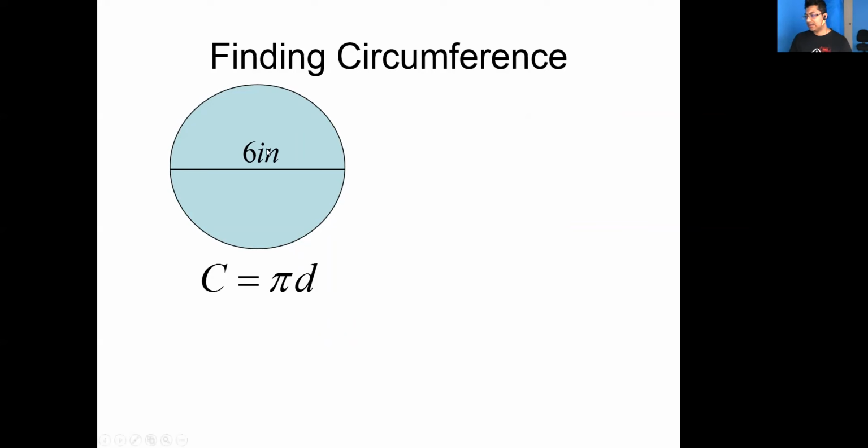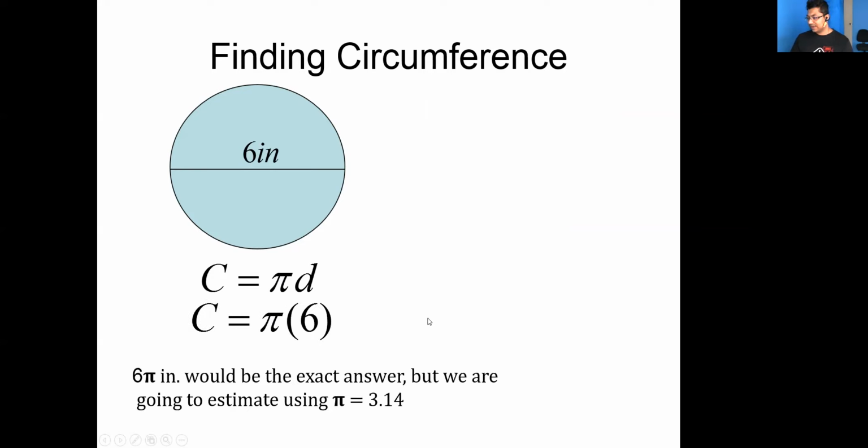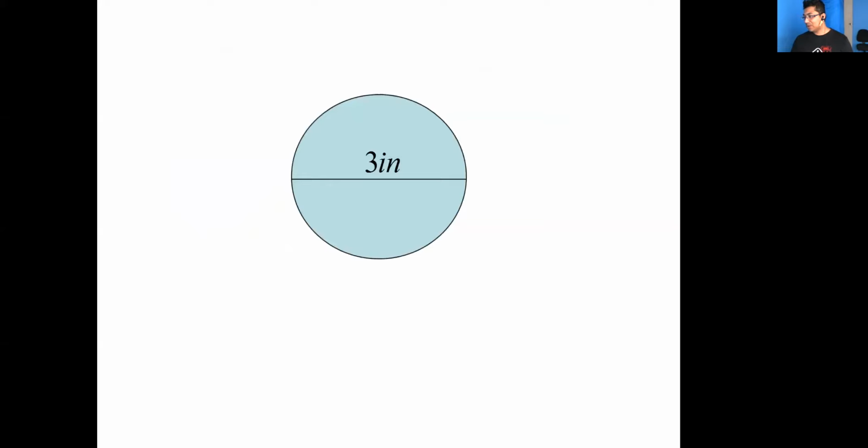3.14, and the diameter is already given as 6 inches. So we can get the circumference in inches. Okay, great. So the circumference will be 18.84 inches. So everyone has got the same results? Great. Okay, now this is your task to find the circumference of this circle. Do it. So it should be C equals pi times diameter.